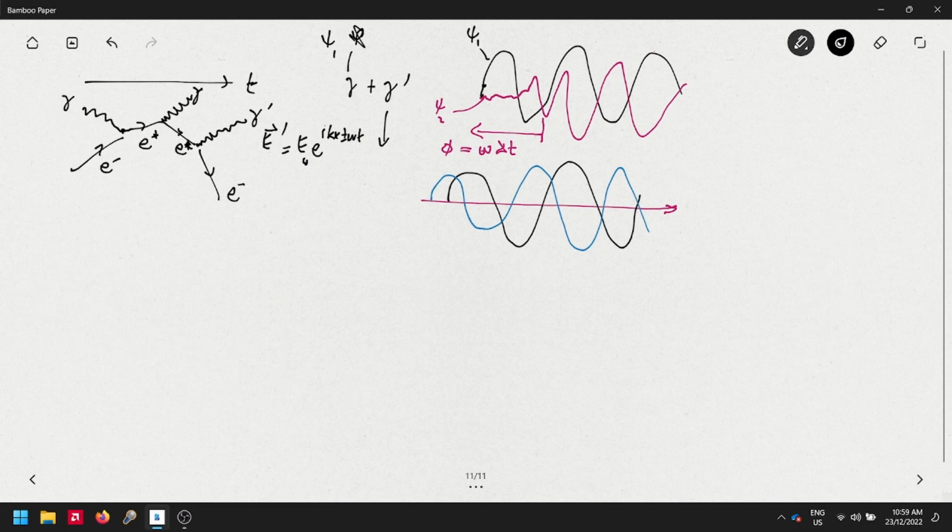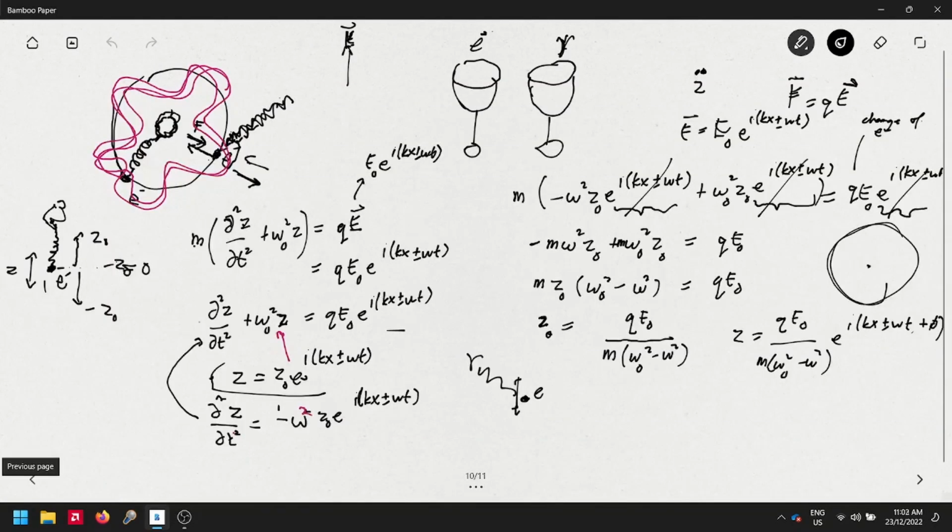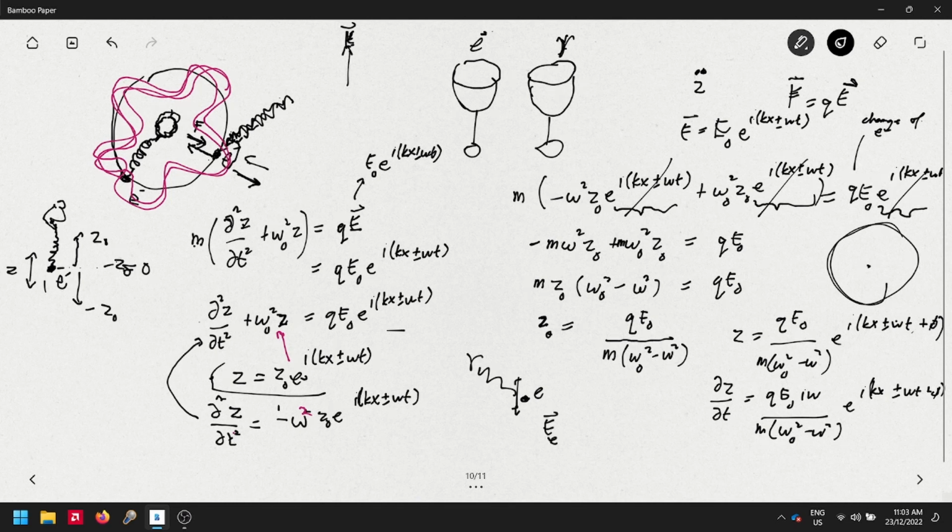But because the electron is stubborn, there is a phase difference over here. Finally, you will find that the electric field of my secondary photon is given by Q E naught i omega. Basically, in reality we have the Z over here, which is the position of the electron. So the velocity of the electron will be dz over dt, right? So I have to multiply this: Q E naught i omega over M times omega naught squared minus omega squared, e^{i(kx ± omega t + phi)}. And then the electric field produced by the electron is equal to a constant multiplied with the velocity of the electron. Maybe I'll call this constant A.